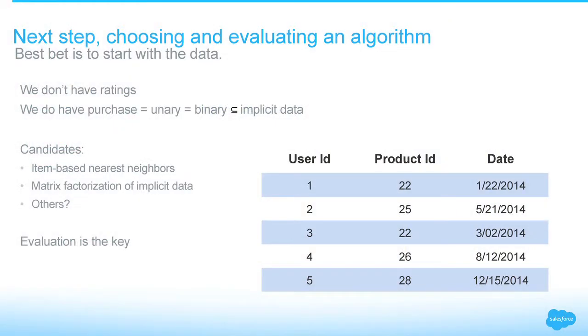So given that kind of data, the question became, what models do we want to start with? If you look at the data, I have here an example of what it might look like with just purchase data. You have something like a user ID, a product ID, and maybe a date of purchase. This is called unary, binary, implicit data. But whatever you call it, it does require some special consideration in how you model it.